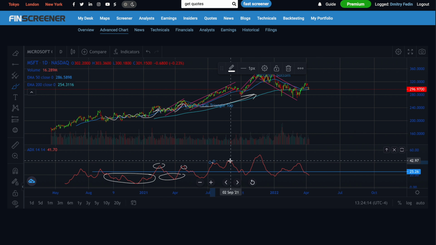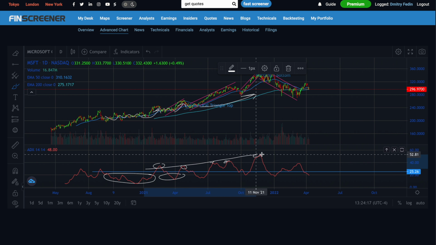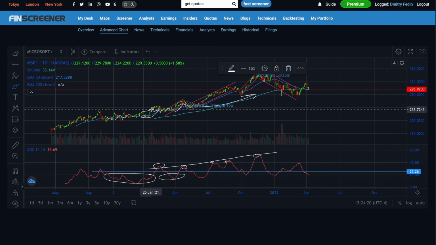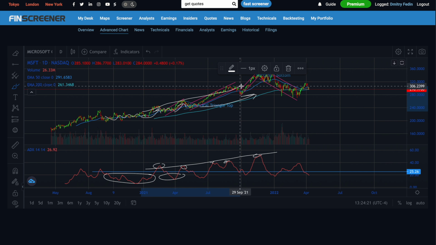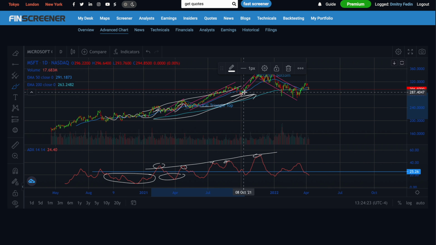ADX clearly indicates when the trend is gaining or losing momentum. Momentum is the velocity of price. A series of higher ADX peaks means trend momentum is increasing. A series of lower ADX peaks means trend momentum is decreasing. Any ADX peak above 25 is considered strong, even if it is a lower peak.